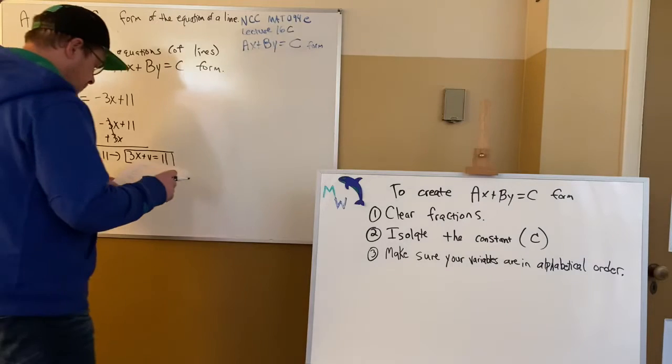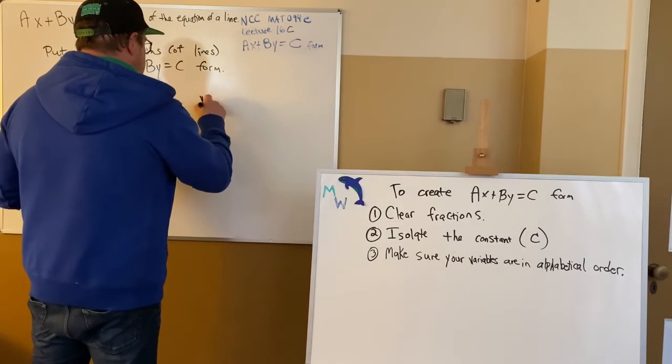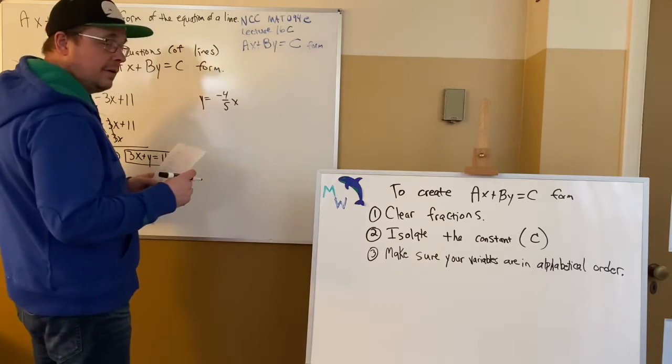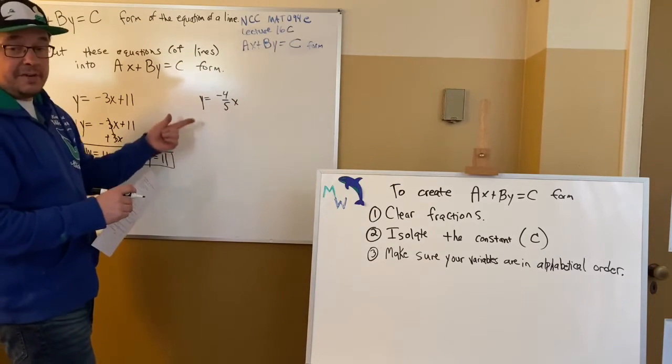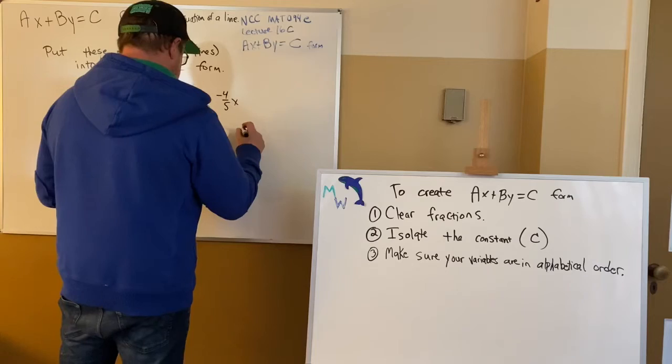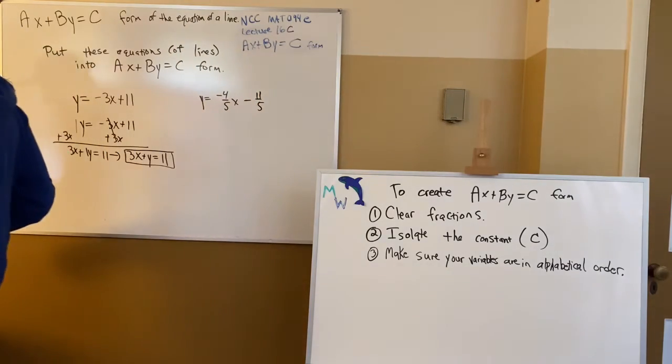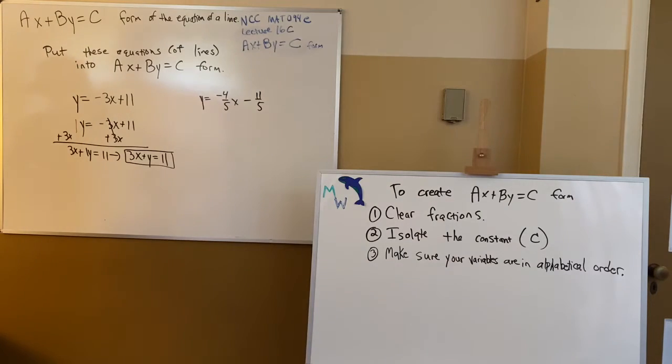Here's another one. Y equals -4/5. Why? Is it because it's negative? Probably not. Because of the fraction? Probably. -11/5. All right, we want to get that one into the format that we need. So let's see what we've got.